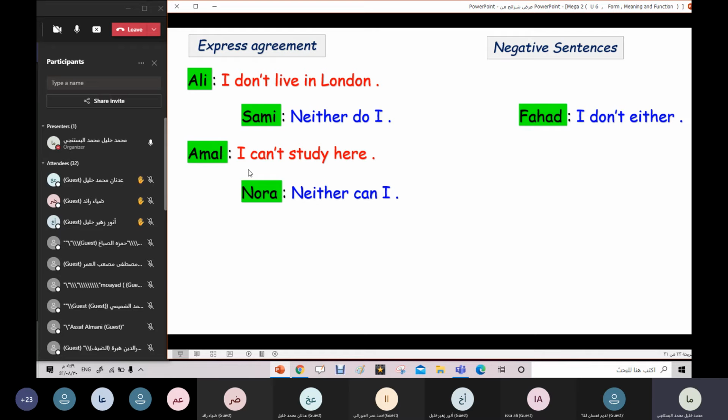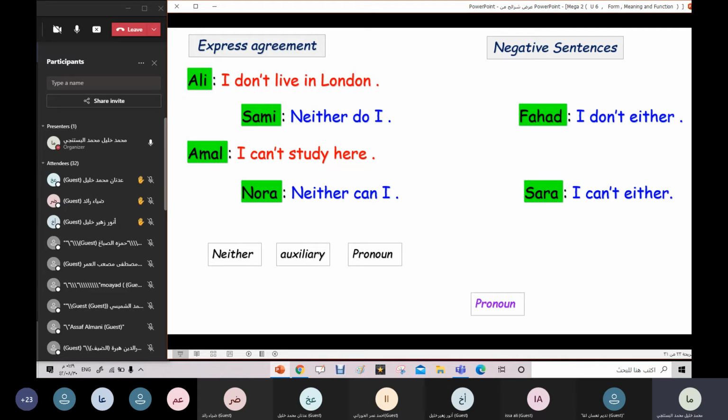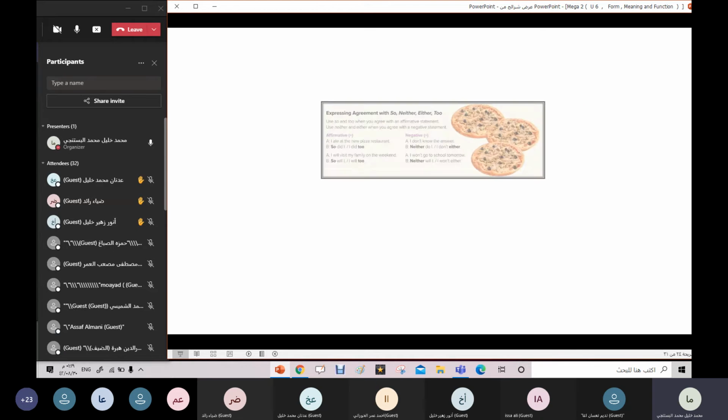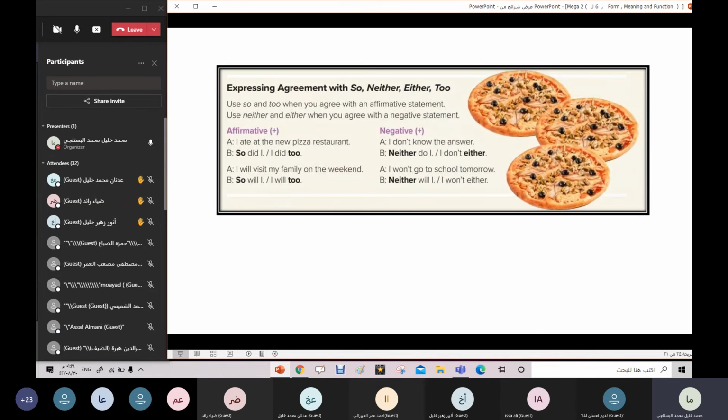Neither can I. Here we have can't, saying what can. And neither for negative. Or we can say I cannot either. Neither, auxiliary plus pronoun. Here, pronoun plus auxiliary plus not and either. I cannot either. Look at the explanation in your book.